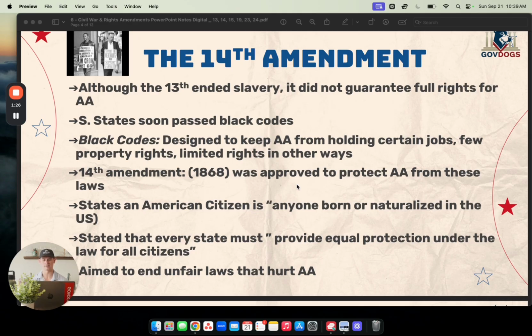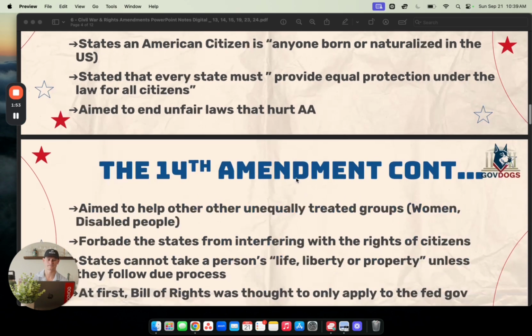So this is what the 14th Amendment aimed to do. It was approved to protect African Americans from these laws. It states that an American citizen is anyone born or naturalized in the U.S. So by giving citizenship rights to African Americans, southern states can no longer treat them any differently than other Americans. It stated that every state must provide equal protection under the law for all citizens, and this aimed again to outlaw the unfair treatment of African Americans. So the 13th abolishes slavery, the 14th extends citizenship rights.